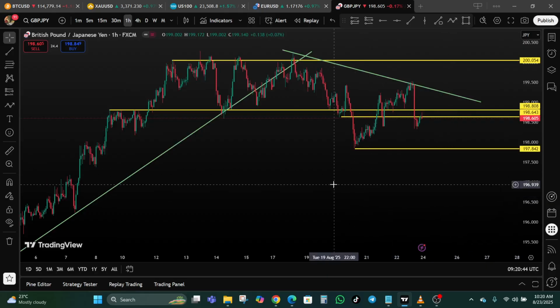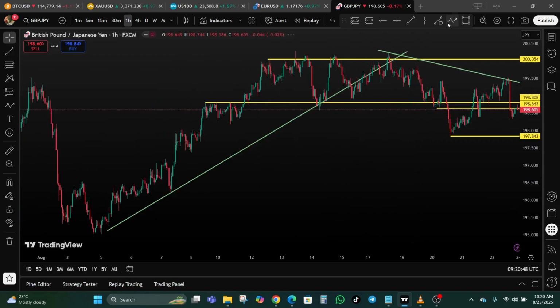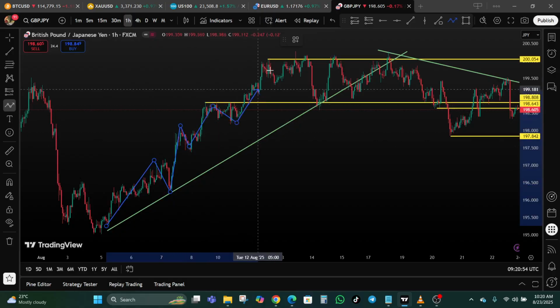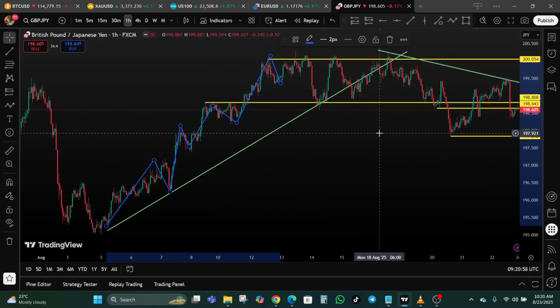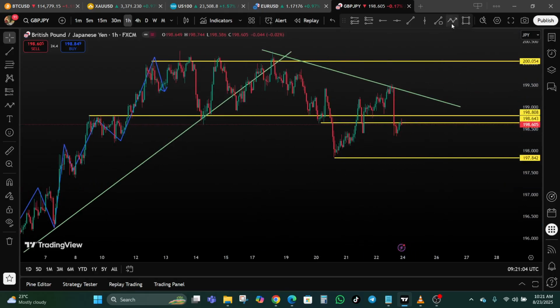So market structure tells the story of price and reveals where momentum is shifting. In a bullish trend, you usually have higher highs and higher lows, showing you that the market is going upward. The trend is bullish. In a bearish trend, you will have lower highs and lower lows, telling you that the trend is bearish.